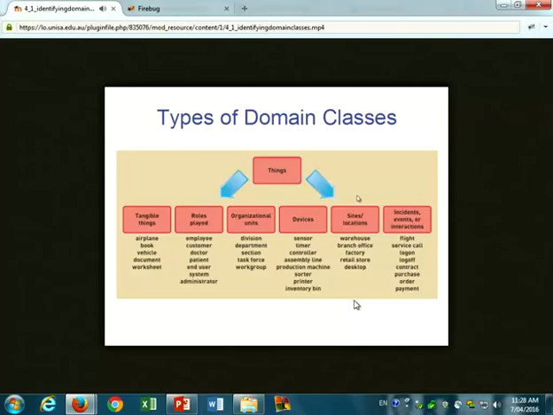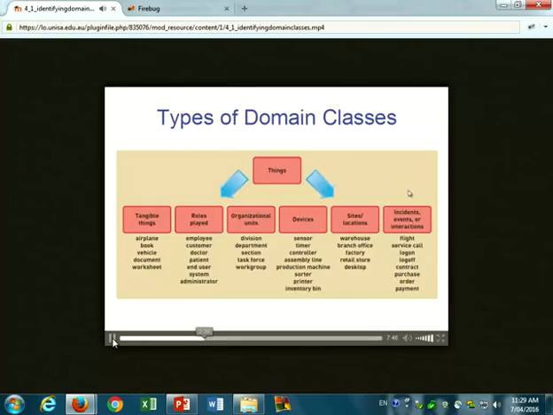Sometimes we have sites or locations that are important to the business system. A warehouse, a branch office, a factory, a retail store, a desktop. And then sometimes we have incidents, events, or interactions that occur, something that happens that we want to remember, we want to store information about in the system, such as a flight of an airline or a service call, a contract, a purchase, an order, payment. Those are things that could be considered to be incidents or events. So there's lots of different types of things that you might want to identify for domain classes in your system.